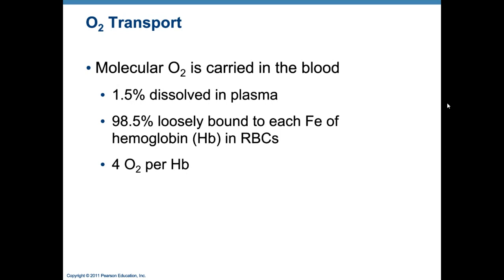So there's oxygen molecules per hemoglobin molecule, and there's a little bit dissolved in the plasma. I mean, 1.5% is very negligible. So 98.5% is bound to the iron of hemoglobin. So if you have iron deficiency anemia, that's why you are anemic. You're not getting enough oxygen because you don't have enough iron. Anemia is going to be a term, again, that's a catch-all term for any time you can't carry enough oxygen in the blood.